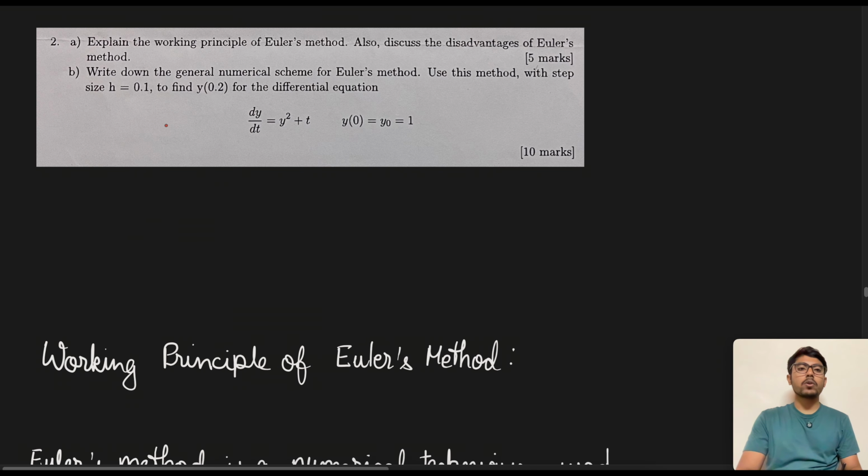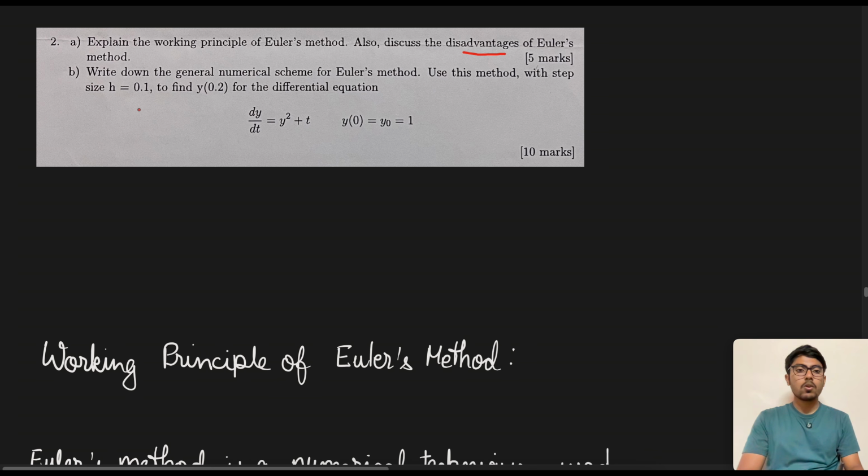Today we are going to look at another topic which is related to Euler's method and its application in modeling and simulation. So let's read the question first. Explain the working principle of Euler's method. Also discuss the disadvantages of Euler's method. Write down the general numerical scheme of Euler's method.